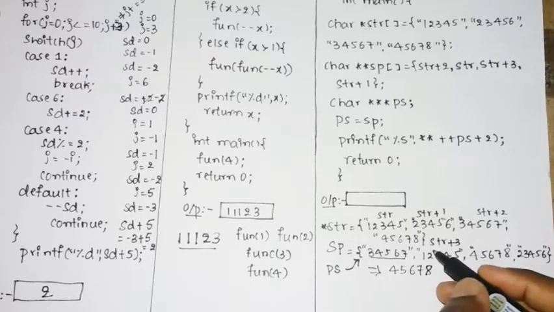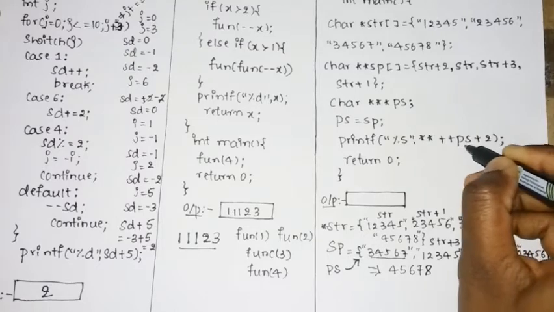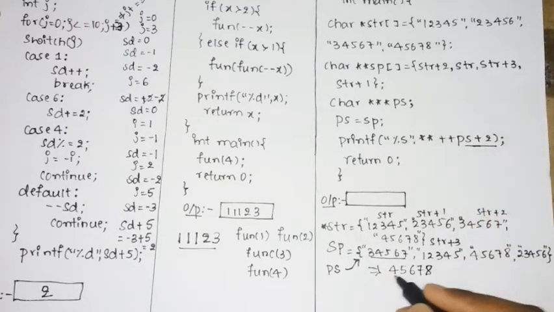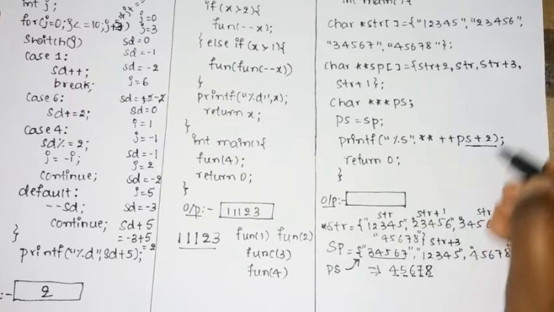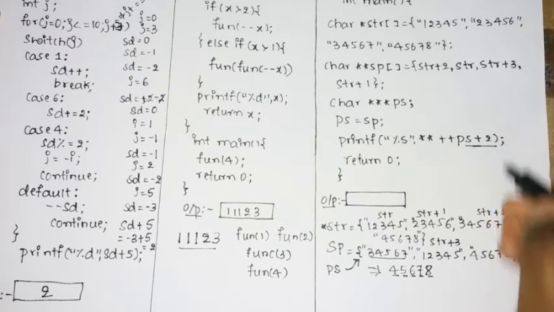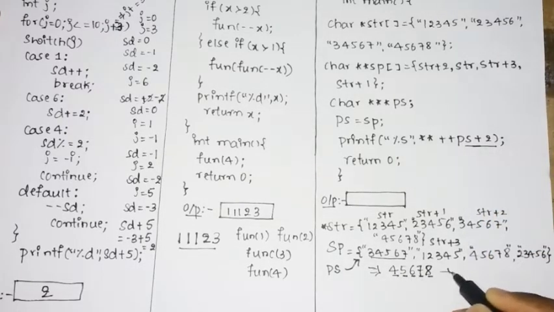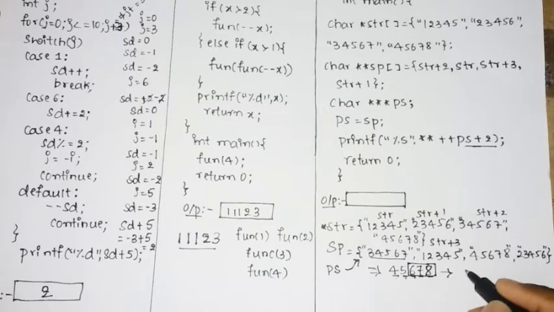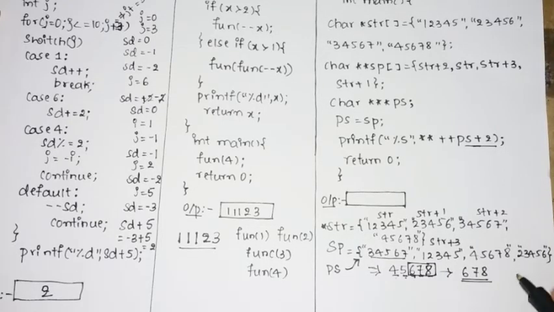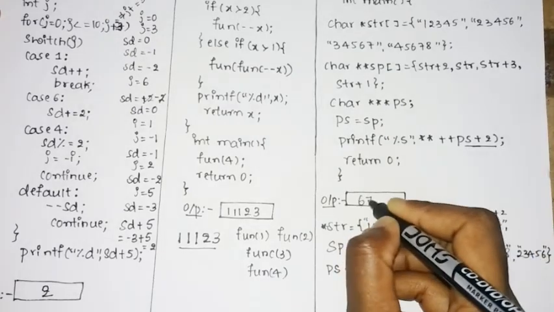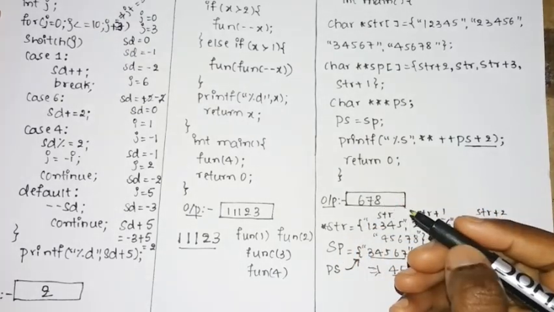And then after that it is pointing to ps plus 2. So from 0 1 2, it is pointing to ps plus 2. So this is the value, 6 7 8. So ps is pointing to the value 6 7 8. So 6 7 8 is the output for this programming question. So thank you.